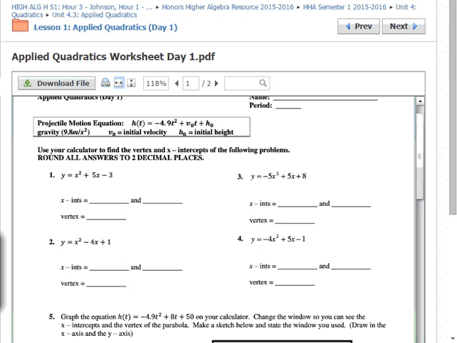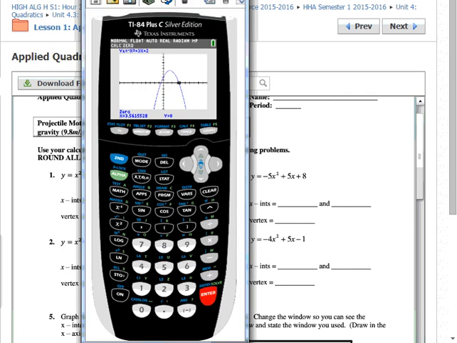All right, so number 1, it does say round all answers to 2 decimal places. That right away makes me think you're probably using the calculator. Besides, this would be really hard to find the vertex. No, wait, it wouldn't be that hard. I just have to complete the square. But we're doing it with the calculator now. You have a whole new way you can do it.